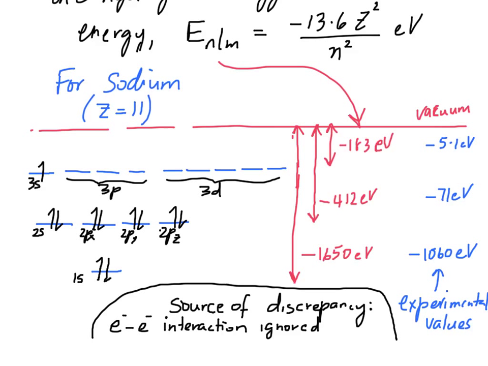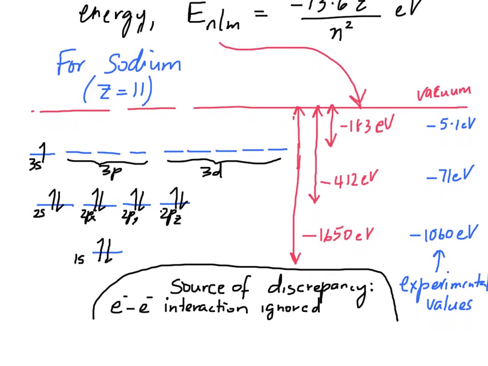The hydrogenic energy level scheme, on the other hand, assumes that our electron, the 3s electron, is seeing the full nuclear charge of Ze, which is why the energy corresponding to that particular energy level is a large number, minus 183 eV, whereas in reality it is minus 5.1 eV. So the key idea here is that screening has been ignored.